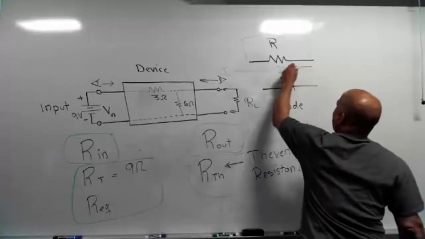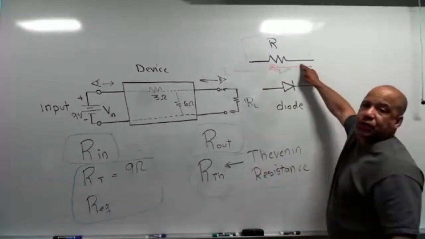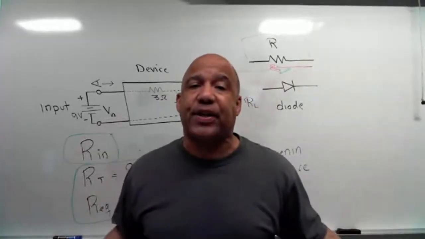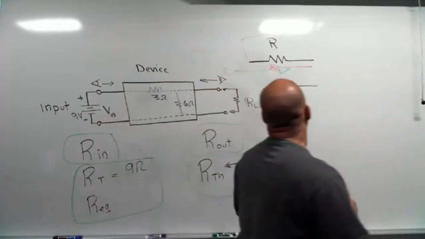It's going to change direction and go that way. In other words, with the resistor, current can flow either way through a resistor. It's a bilateral device. You try the same thing with the diode.